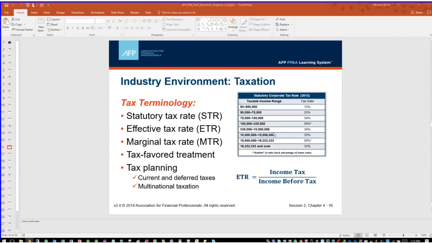Now, in this case, you'd have to be careful because, let's say you're in these buckets and the activity under consideration is going to bring you from under 15 million to over 15 million. It's got a huge impact. So those are the three terms: statutory, effective, and marginal. That material is in chapter 4 of part 1. We're looking at slide 16. All right, that's that.